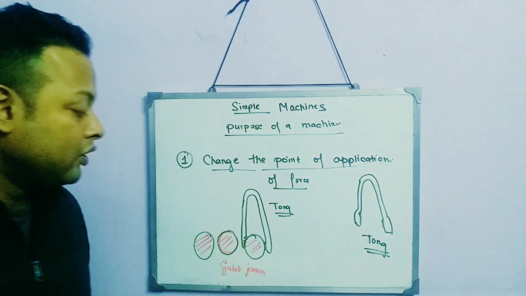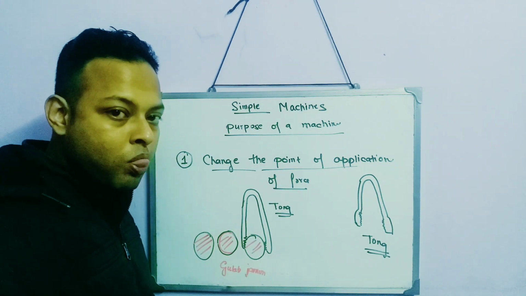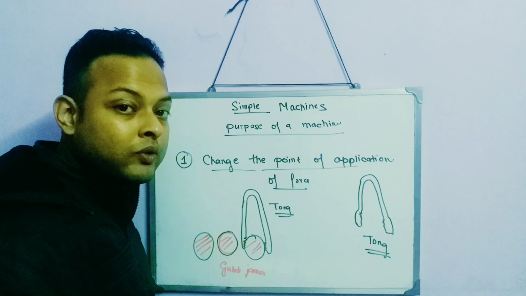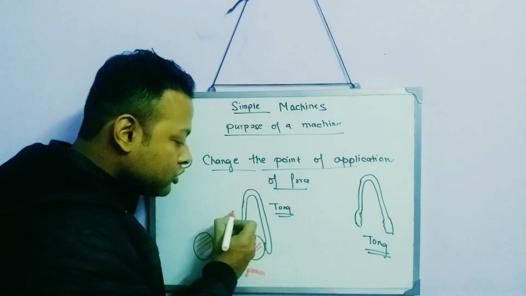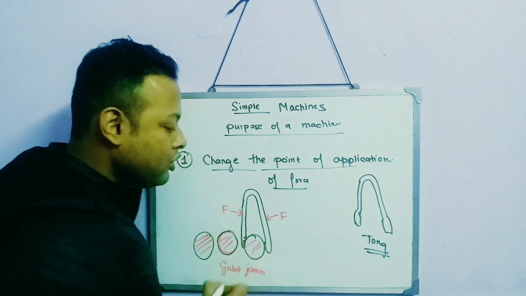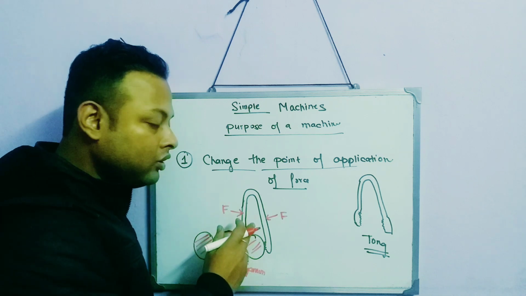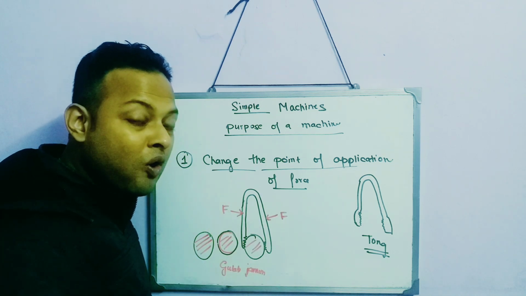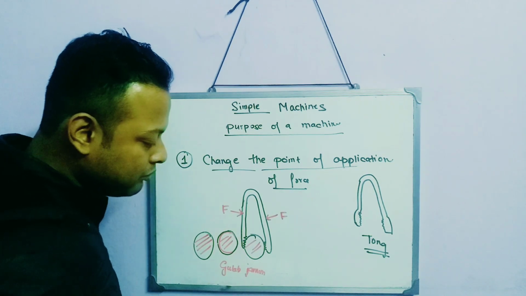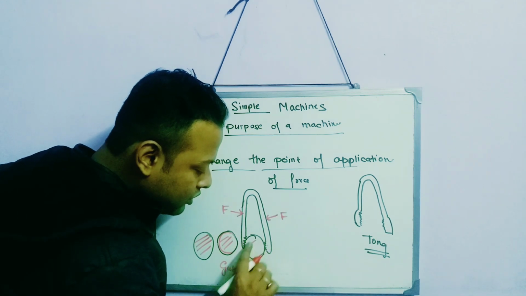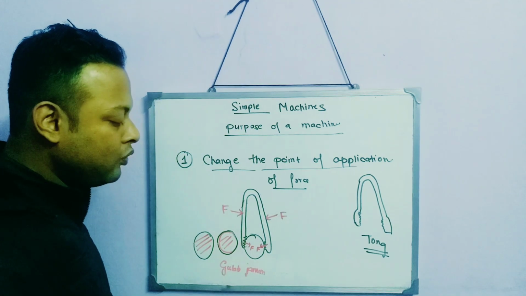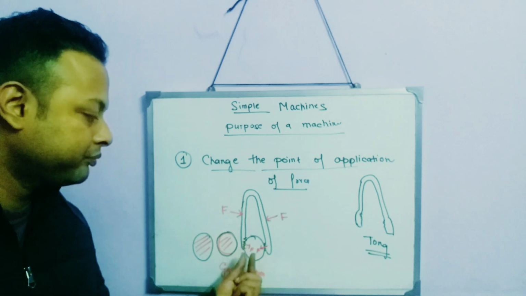Okay. Now see, what we will do is that we won't apply the force on this sweet, rather we will apply the force on the tong. So we apply the force over here, and over here. So we are applying the force on the tong, and the tong is applying the force on the gulab jamun over here. So over here the tong is applying the force, and now I can easily lift up this sweet.